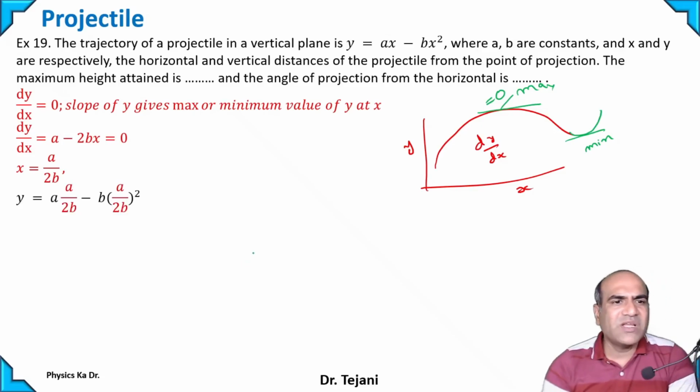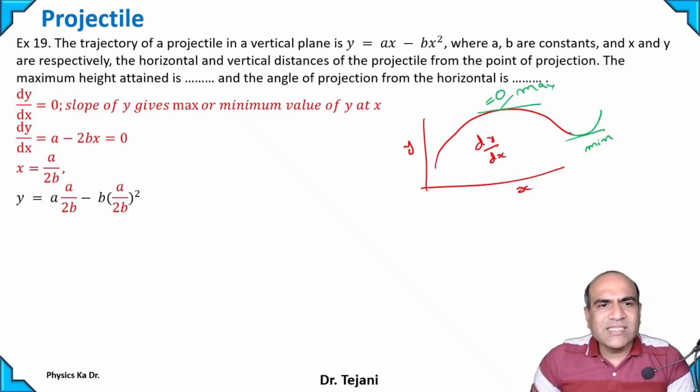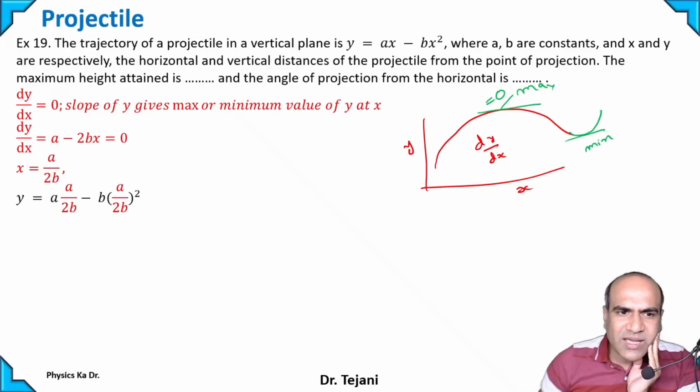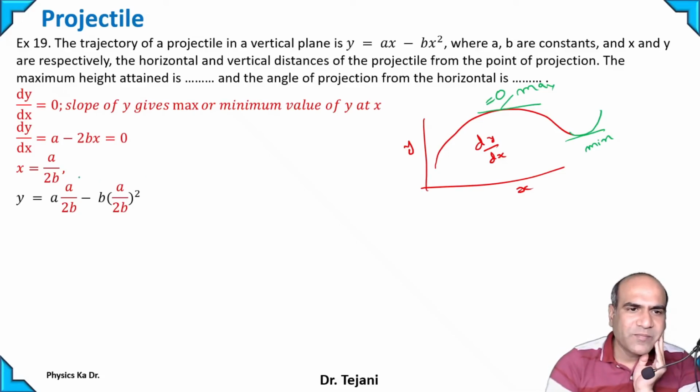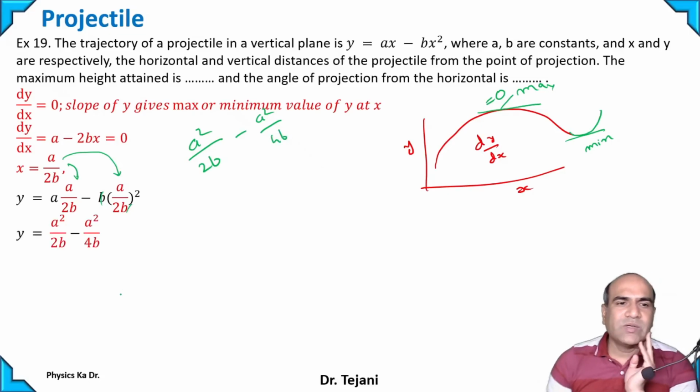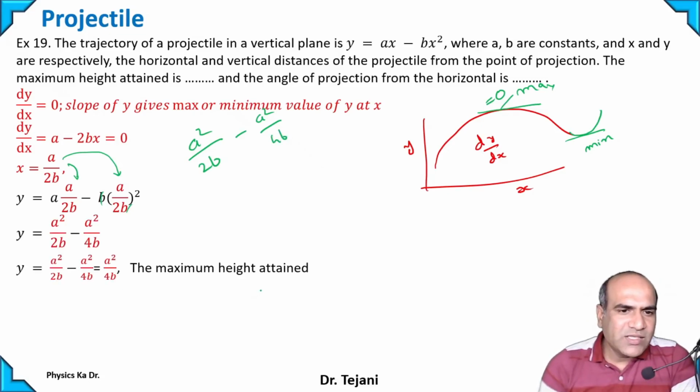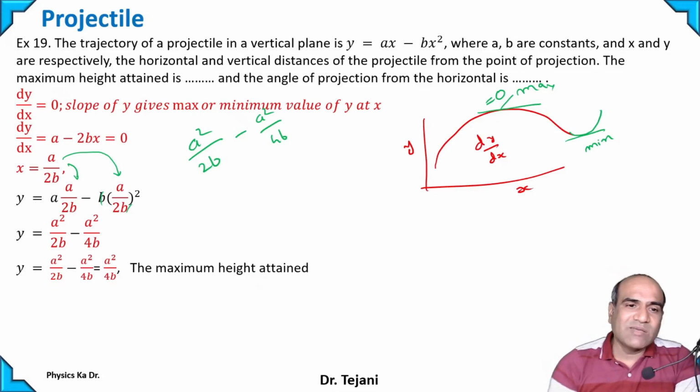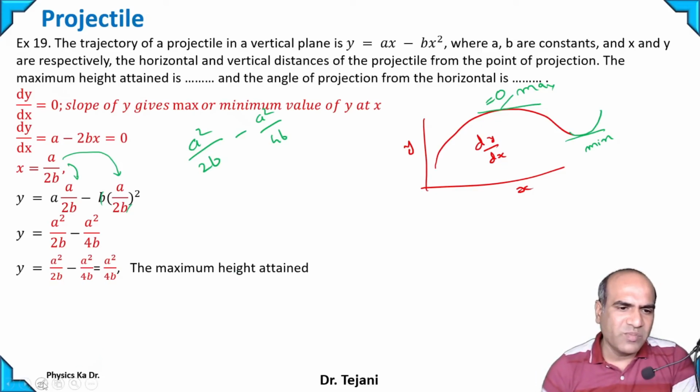Now put this value of x in the equation y is equal to ax minus bx square. Put this value here: a square divided by b minus b times a square divided by b square, that is a square divided by b minus a square divided by 2b, which is a square divided by 2b. So the maximum height is equal to a square by 4b.